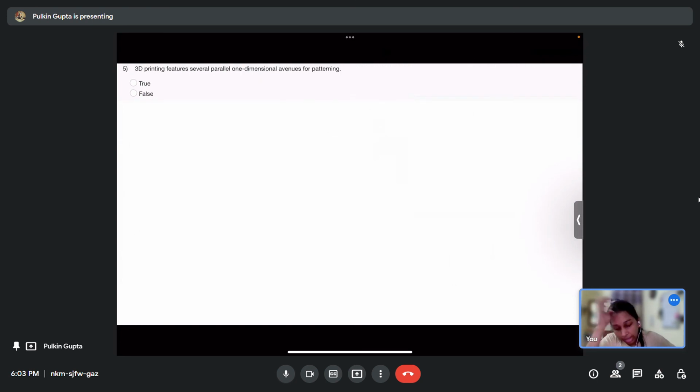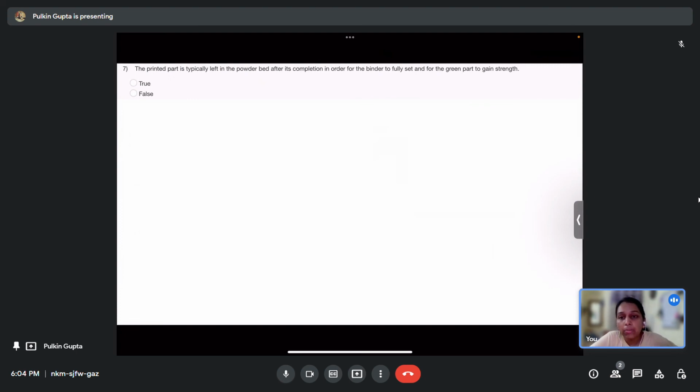Question 5. 3D printing features several parallel one-dimensional avenues for patterning. This is true. Using this 3D printing or inkjet printing or binder printing, it features several parallel one-dimensional avenues for patterning. Next question. Since the 3D printing process can be economically scaled by simply increasing the number of printed nozzles, the process is considered dash process. So we had discussed this during this brief review of the week's content as well as in the lectures. It is called line-wise patterning.